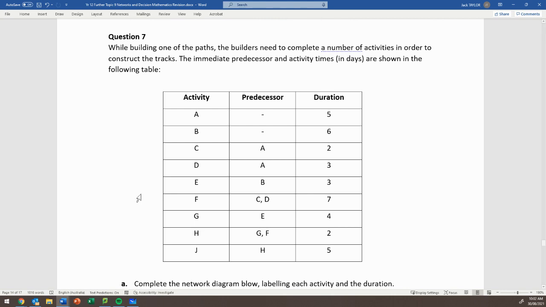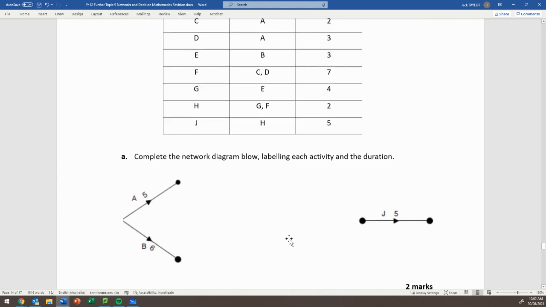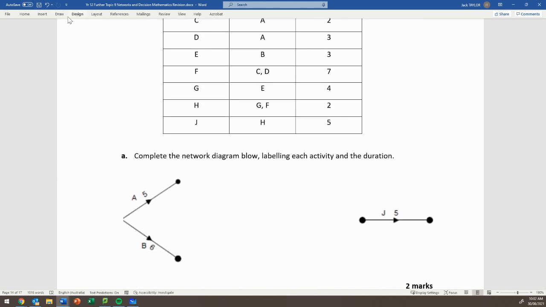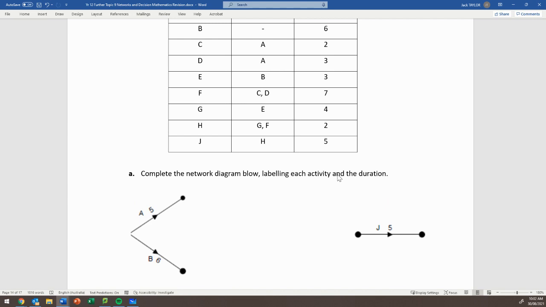All right, when building one of the paths, the builders need to complete a number of activities in order to construct the tracks. The immediate predecessor and activity times in days are shown in the following table. All right, so we're going to have to draw up a network diagram here. All right, so let's have a look.